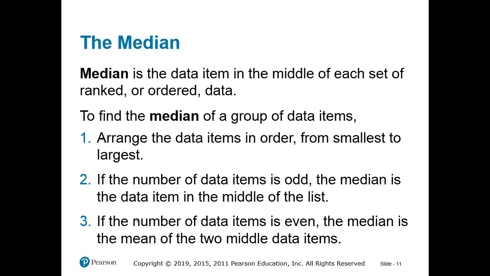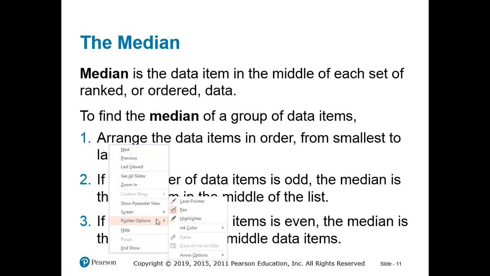Now the median is the data that's in the smack middle of the data set. It's where 50% of the data is below it and 50% of the data falls above it. That is the median. So it's different than the mean. The median is the middle of the data set when you rank or order the data. To find the median, you have to order the data first. So that's step number 1: you arrange the data items in order.